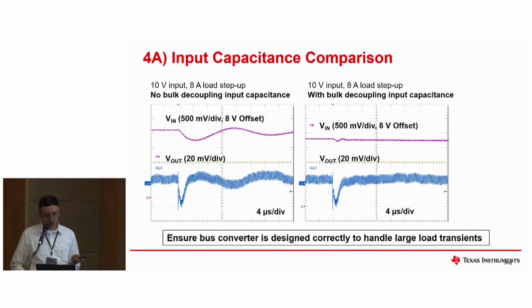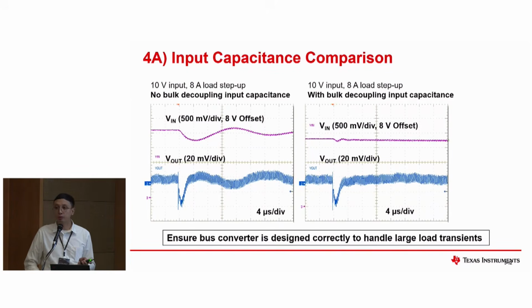So you should ensure, this is a comparison now, where the same input voltage load step up. This is without the bulk input capacitance, and this is with the bulk input capacitance. You can see that the input voltage is no longer oscillating, and the output voltage is also not oscillating. So you have to ensure that your bus converter is designed to be able to handle these types of large load occurrences.